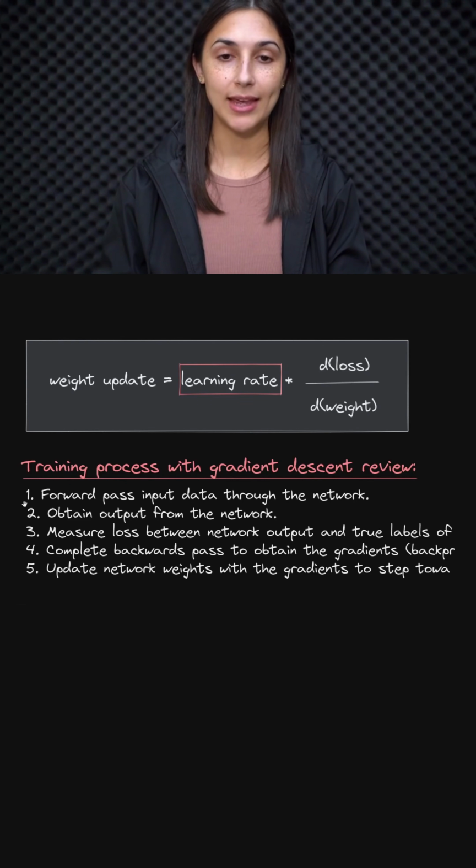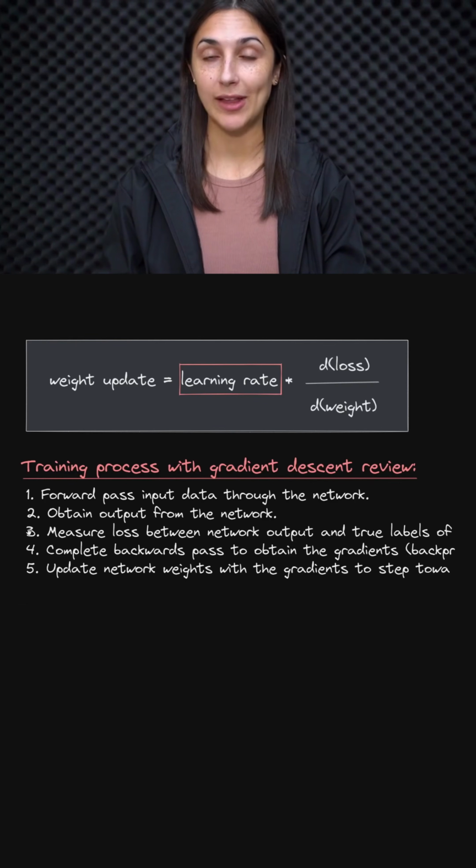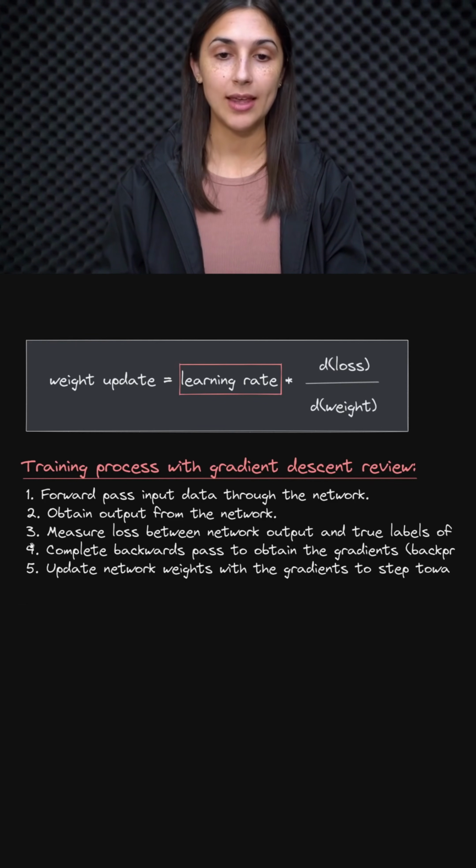Now, here we have the training process summarized, where we first do a forward pass of the data to the network, then obtain the output or the predictions from the network, measure the loss between the network's outputs and the true labels, and then we complete a backwards pass to obtain these gradients here. And on our fifth and final step of the training process, we update the network weights with those gradients, and we do that in order to step towards the minimized loss.